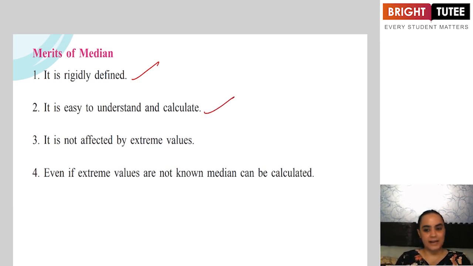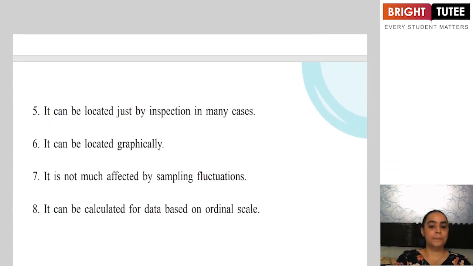It is easy to calculate. We've learned that it is not affected by extreme values. Mean was affected by extreme values. If you remember, if we add a higher number to my observations, my mean would change drastically. But in case of median, there is no effect if I add a higher value. Even if the extreme values are not known, we can calculate median because we just need to know the middle value of the data which is given to us.